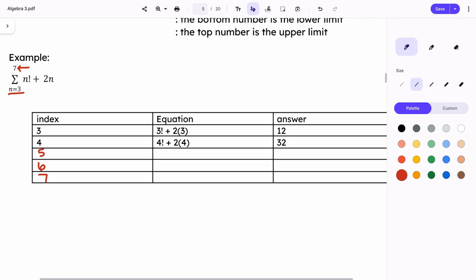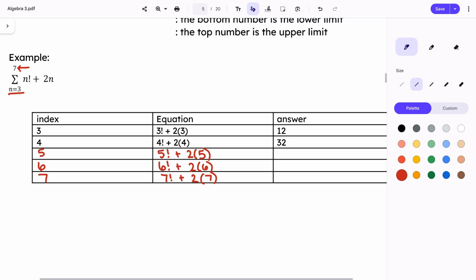So they did the first two for us. 3 factorial plus 2 times 3 is 12. 4 factorial plus 2 times 4 is 32. So we would keep going. Next one would be 5 factorial plus 2 times 5. Then 6 factorial plus 2 times 6. And then 7 factorial is our last one, plus 2 times 7.